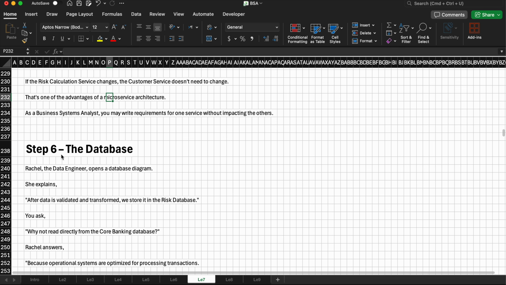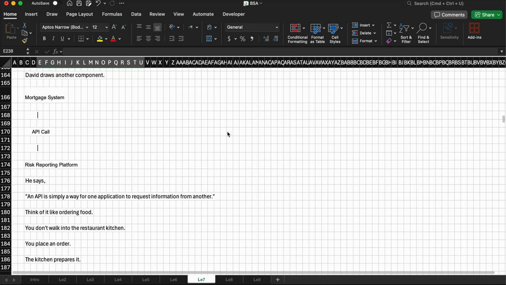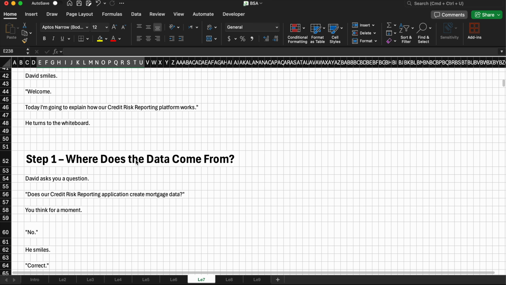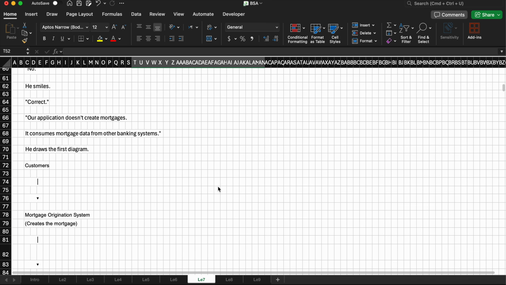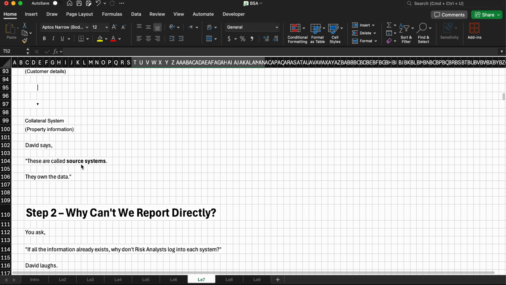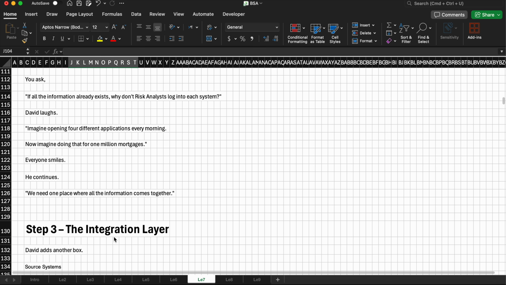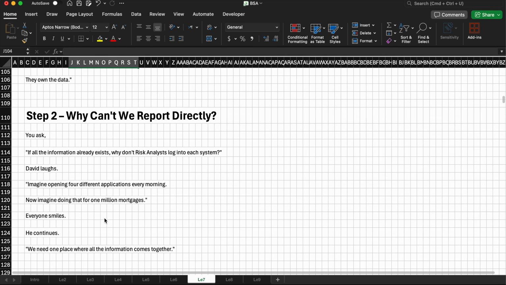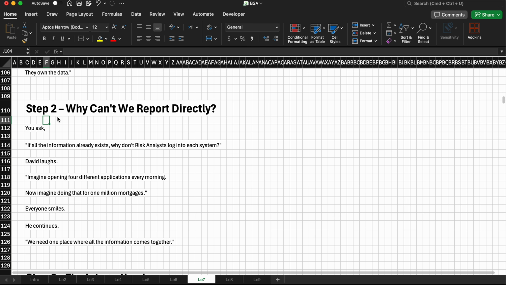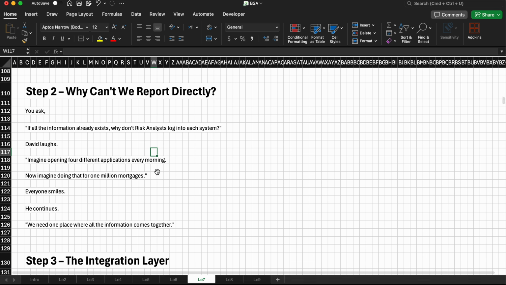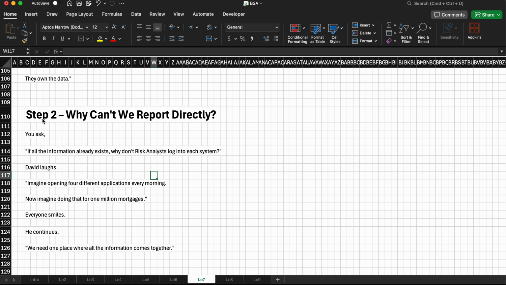So now the next step is databases. Let me recap where we are. Step 1, we talked about the data. That's the source system. From here you need to understand what the source system is. That's the first lesson. First question: why can't we report directly? Because we cannot build directly; you need to log into different systems, and also the data is huge, right? So we need a data warehouse. That's the question answered in this step. Data warehouse means a centralized place.